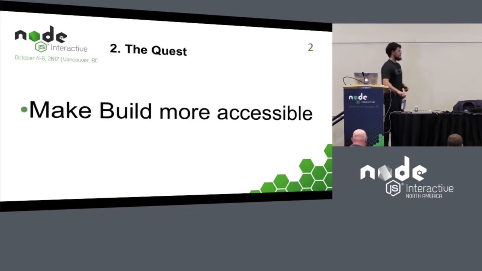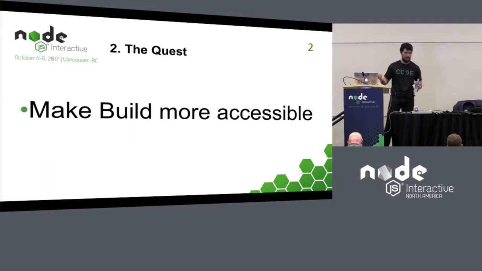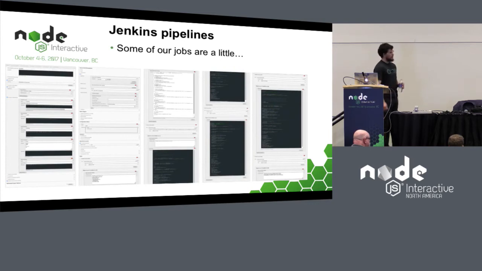So, second part, the quest. I think the key thing we're trying to do is to make build more accessible. In the past, it's been very difficult to understand what even happens inside build, and especially to contribute to it. People just say, I don't have time, I don't have hours to spend understanding this infrastructure. So if we can reduce the barrier to entry, we can increase the pool of people who can actually fix issues and get involved. So this is the job that builds Node releases.